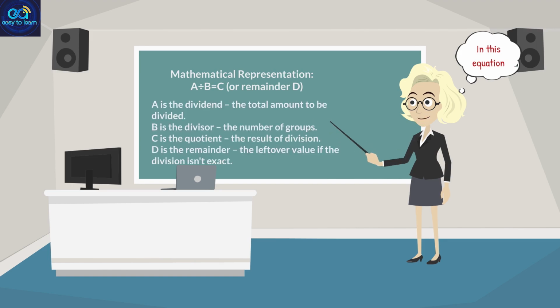In this equation, A is the dividend, the total amount to be divided. B is the divisor, the number of groups. C is the quotient, the result of the division. And D is the remainder, the leftover value, if the division isn't exact.